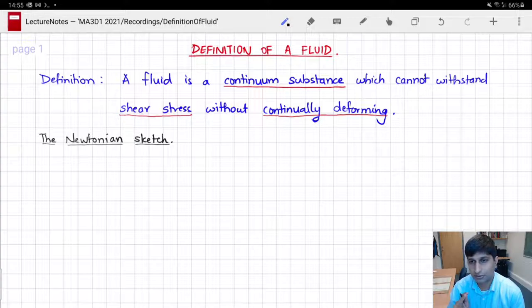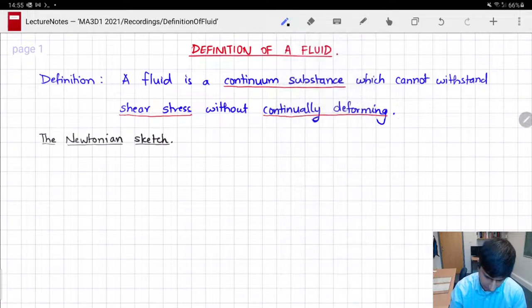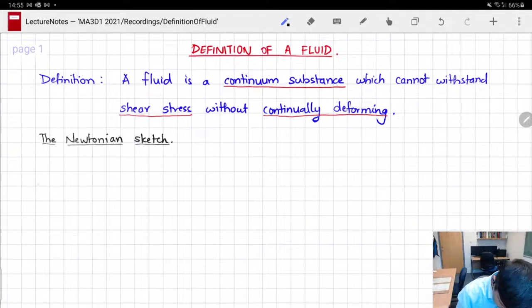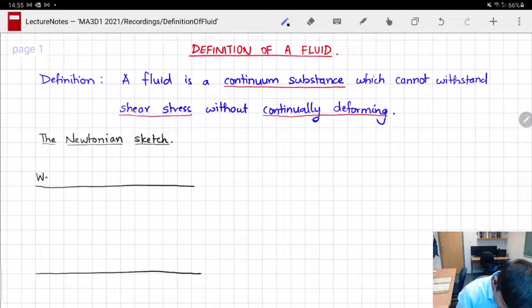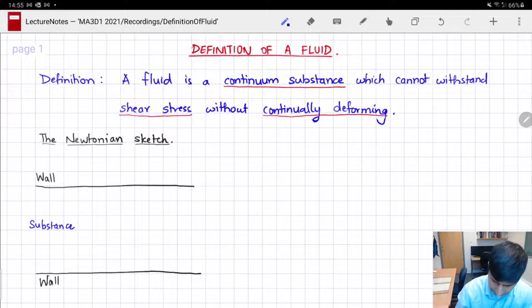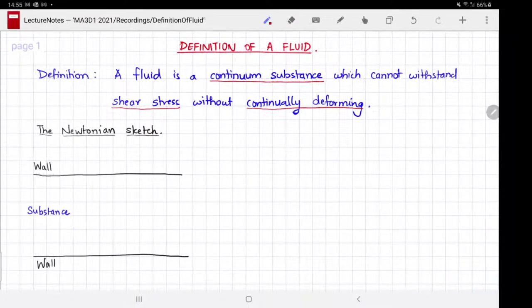To understand the concepts of shear stress and what one means by continually deforming, let's use a sketch, the Newtonian sketch. In the Newtonian sketch, imagine you have a fluid sandwiched between two walls. In fact, we don't know whether it's a fluid, we only know it's some substance, and it is sandwiched between two walls. Now we will also imagine that this substance sticks to the walls. So when the walls move, the substance adjacent to the wall also moves with it, or it is somehow glued to it. Now, let's imagine applying a force on the walls in the direction shown.